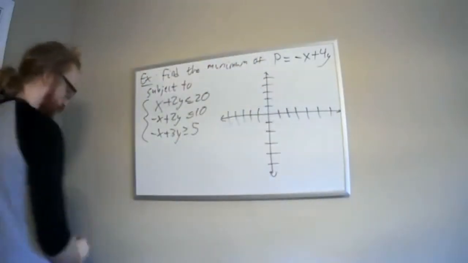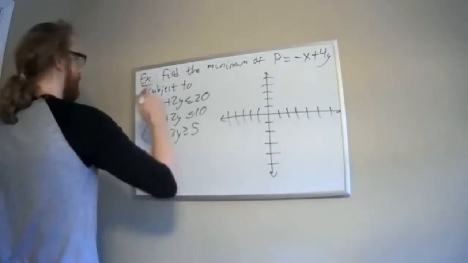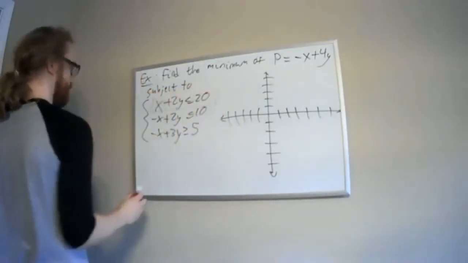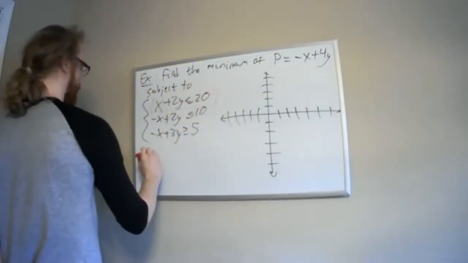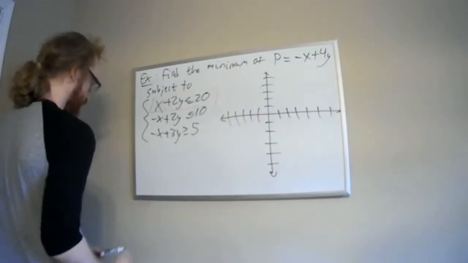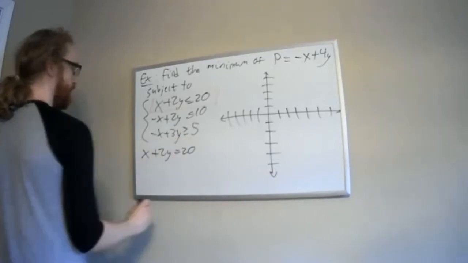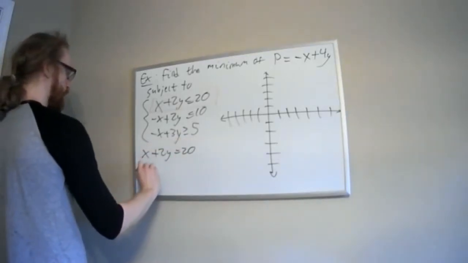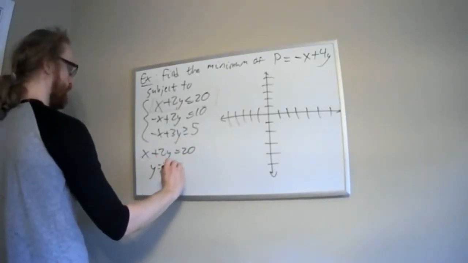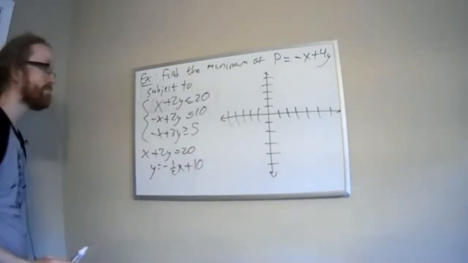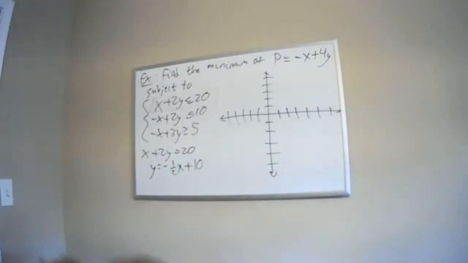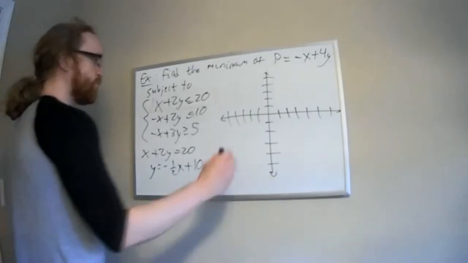So we'll graph this first guy in red. So that is x plus 2y equals 20. Solve this for y. I think I'm going to get y equals negative 1/2 x plus 10. Okay. So maybe I'm going to count my units by 2s or something.